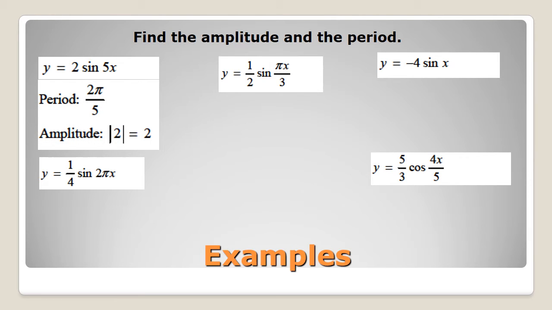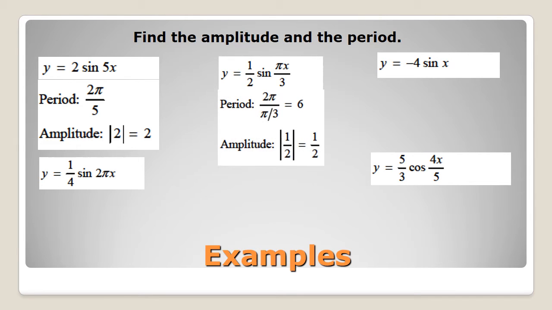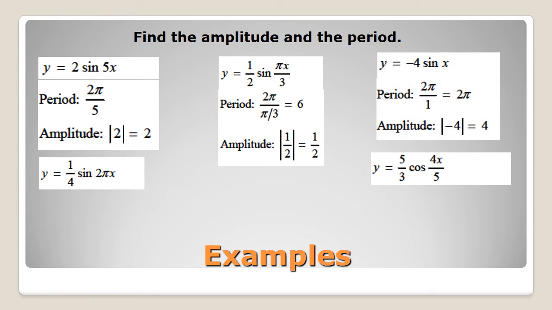For the first one, our period is 2 pi over 5. Remember, what you do is take the number in front of x and put 2 pi over it. The amplitude is 2. For this one, it's going to be 2 pi over 3, which simplifies to 6, and the amplitude is 1/2. For our next one, it's just 2 pi. There's nothing in front of x, so it's just a normal period, and the amplitude is 4.